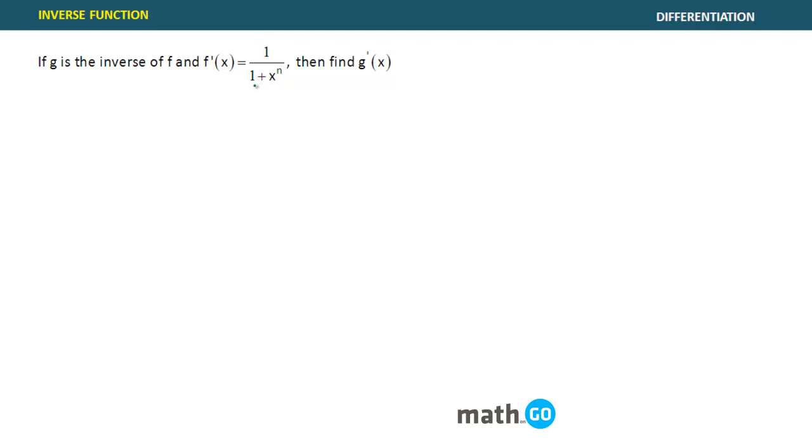Now let us take a concept to understand how you utilize the inverse of a function in the topic of differentiation. So g is the inverse of f, and f dash x is given, so we need to find g dash x. Okay, so g is the inverse of this.